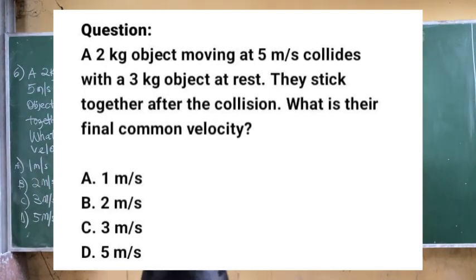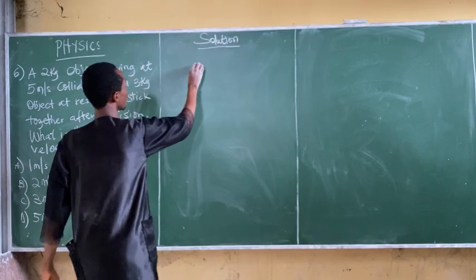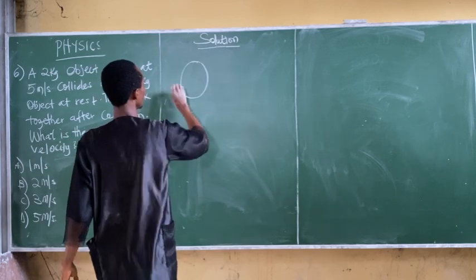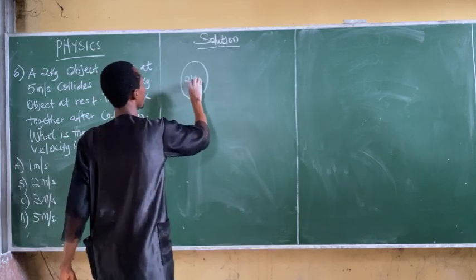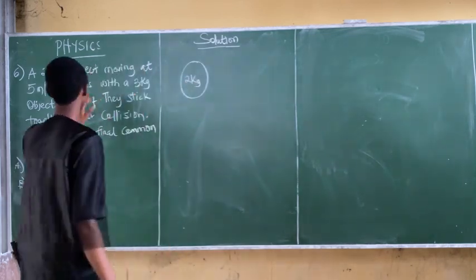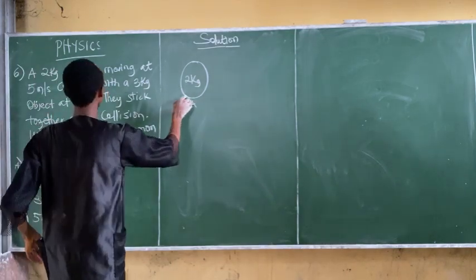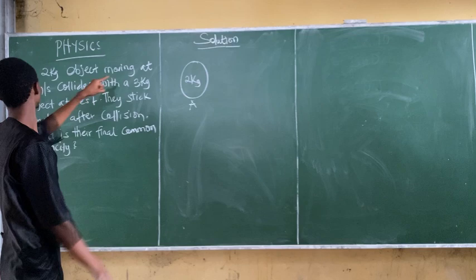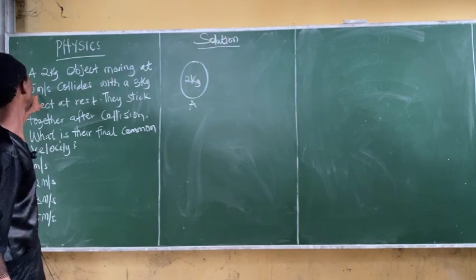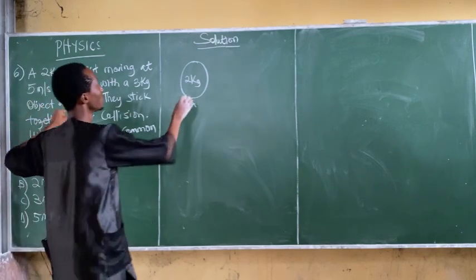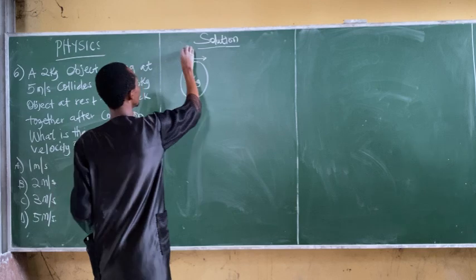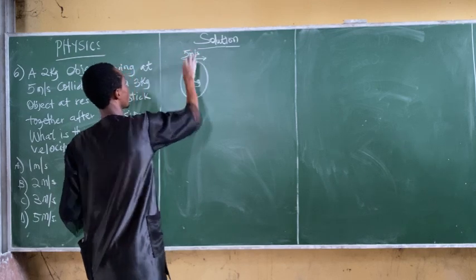It says a 2 kg object. Let's say this is the first object. It has a mass of 2 kg. Let's call this object A. Now, it is moving at a velocity of 5 meters per second.